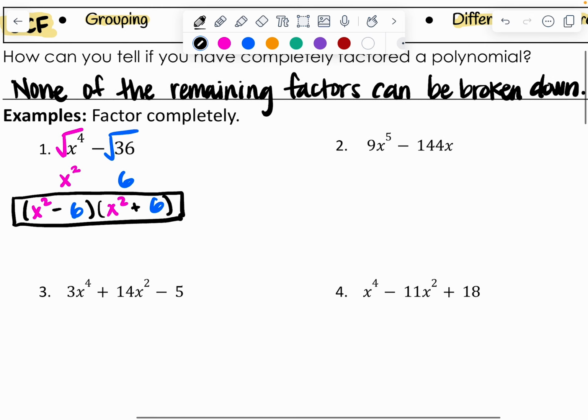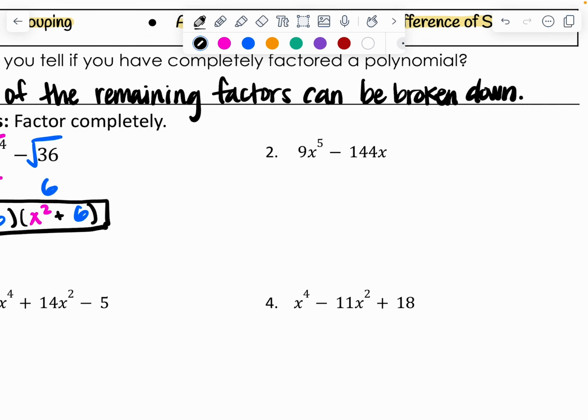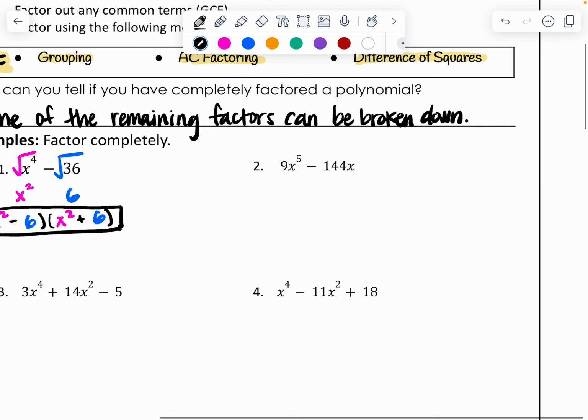Number 2. Let's see. So I can't do a difference of squares because 5 is not something you're able to take the square root of. But I notice they both have x. So I'm going to factor out a greatest common factor before I do anything else. Now, check to see if the bigger number can be divided by the smaller number. And if it can, then you're going to factor out that.